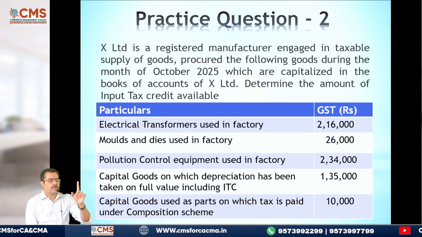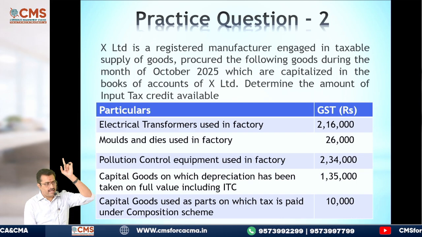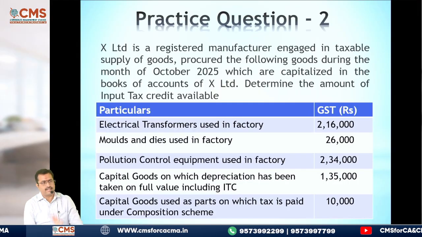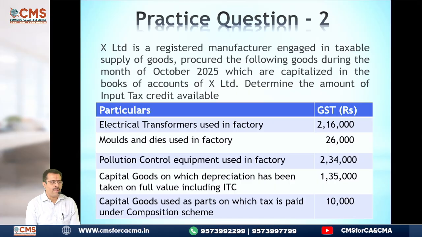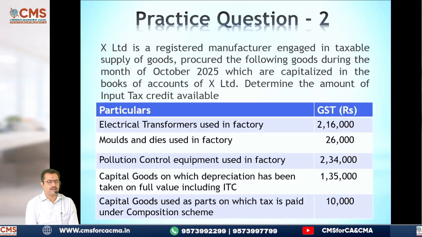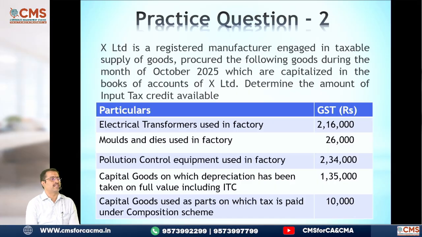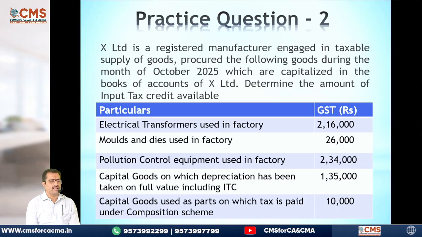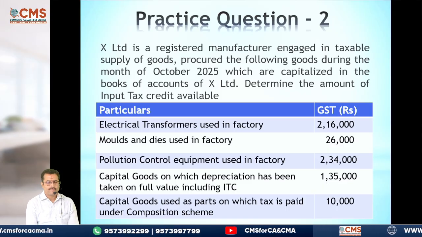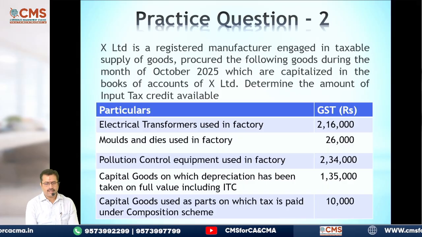Capital goods on which depreciation has been taken on full value including ITC. Come on. You cannot avail. Last, capital goods used as parts on which tax is paid under the composition scheme. Come on. Not available. So what is the amount of input tax credit available? First three you should add. First three you have to add and tell me the answer.